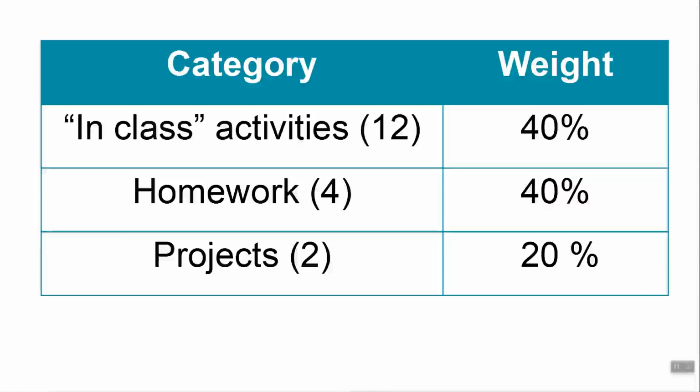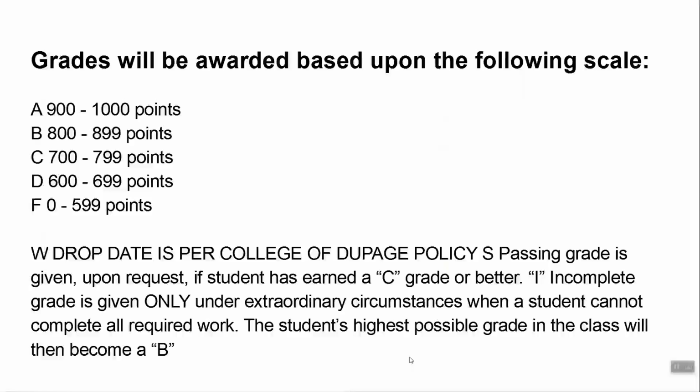So here's a breakdown of that, although I don't think this lines up. Well, I guess it does. Yeah, here we go. Okay, 60, 60, and 20. That looks a lot better. So that's the breakdown. And COD's grading scale is the usual. It's just letter grades. There are no pluses or minuses.